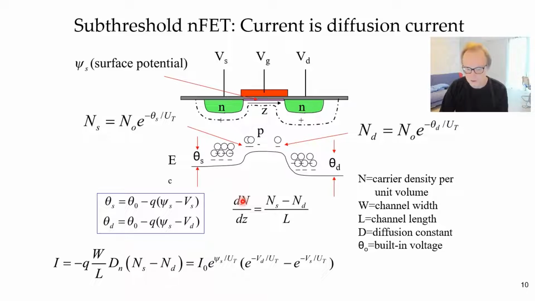Then you can get the concentration gradient by dN/dZ. It's just NS minus ND divided by L. So here's where the transistor length comes in. If the transistor is longer, of course, the gradient is going to be lower for the same NS and ND. And if you work that out and work out how the barrier is controlled by the source and drain, you get the current. This is just the diffusion equation here, with the difference of concentrations and the length coming over here. Then you get this exponential thing where the current is exponential in psi s, and then minus Vd and minus Vs.